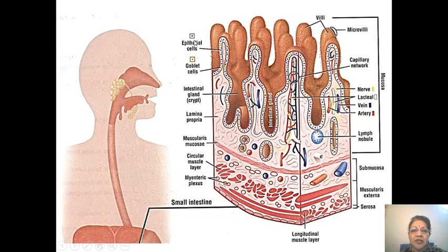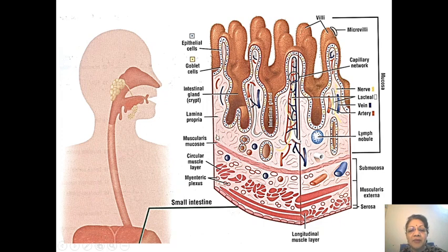At this, I think you all can read the labeling better. So epithelial cells, including a lot of goblet cells. Remember this, we will look at that in detail. Intestinal glands called the crypts of Lieberkuhn. It will come in the next slide.